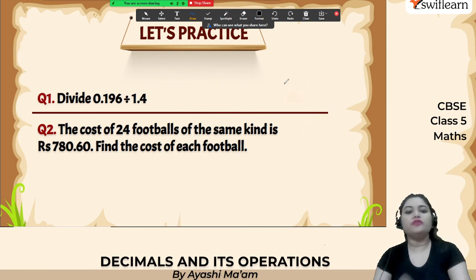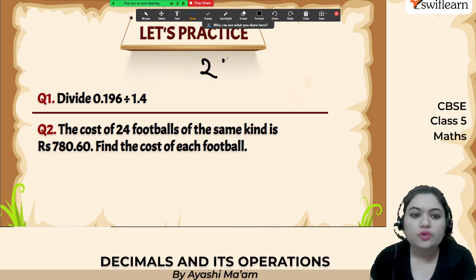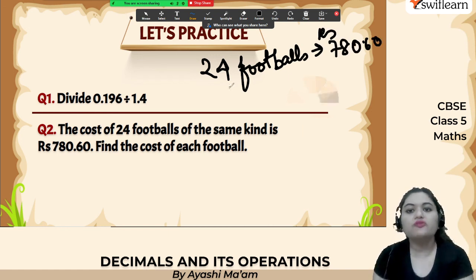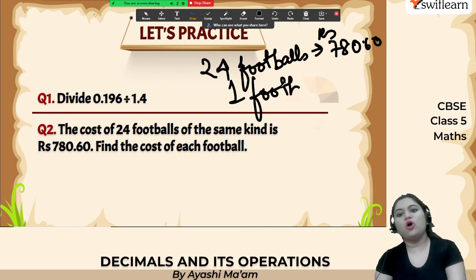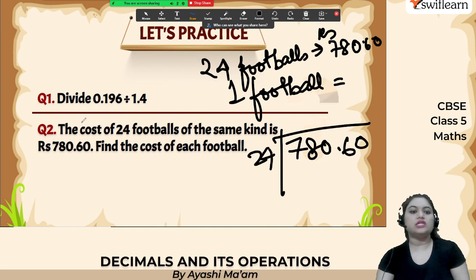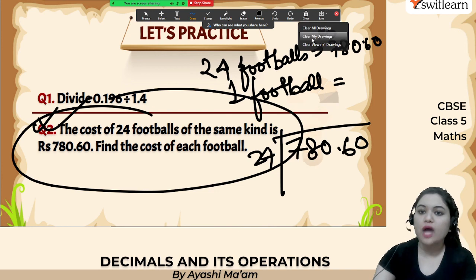The cost of 24 footballs of the same kind is given as 780.60 rupees, and you have to find out the cost of one football. So what do you need to do? Simple division. That means 780.60 divided by 24. This will be your homework. Okay, I have done a lot of sums for you, so try to do this.